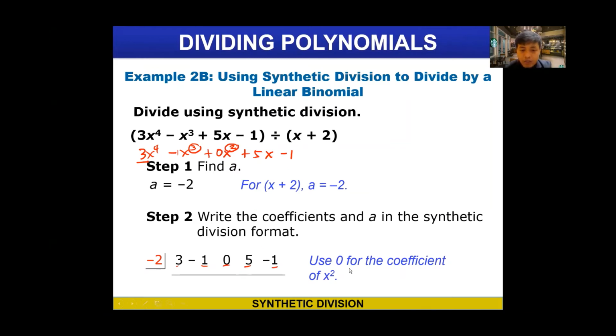So again, we use 0 for the coefficient of x squared, since 0 times x squared will not change the value. It will not add another term that will make this expression different from the given. So we just substitute that as a placeholder.